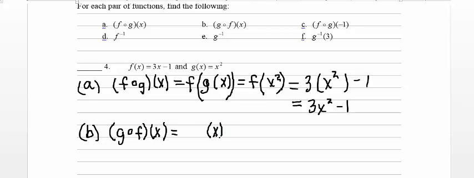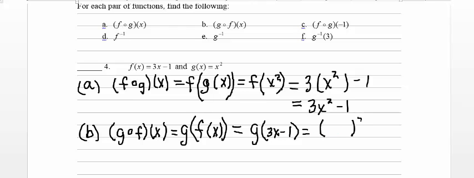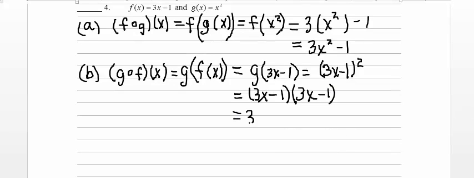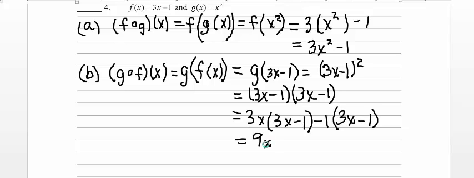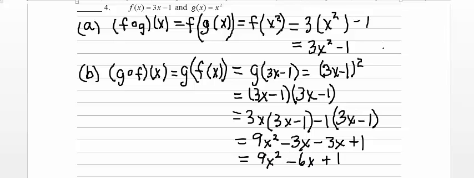Now let's find g of f of x, which is g with input f of x, which is g of 3x minus 1, which is the square of 3x minus 1, which is 3x minus 1 times 3x minus 1, which is a double application of the distributive property. 3x gets multiplied by 3x minus 1, and so does minus 1. So this is 9x squared minus 3x plus 1. Combining like terms, I get 9x squared minus 6x plus 1.